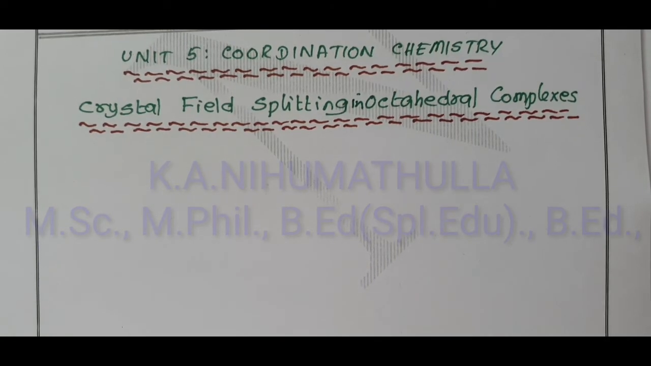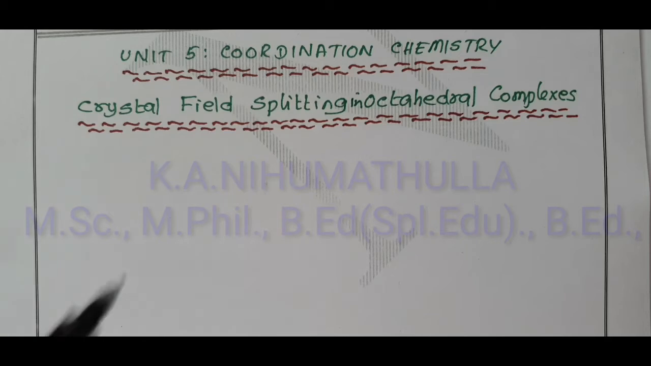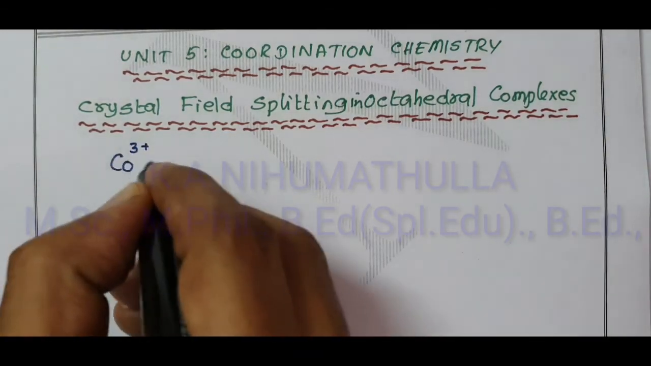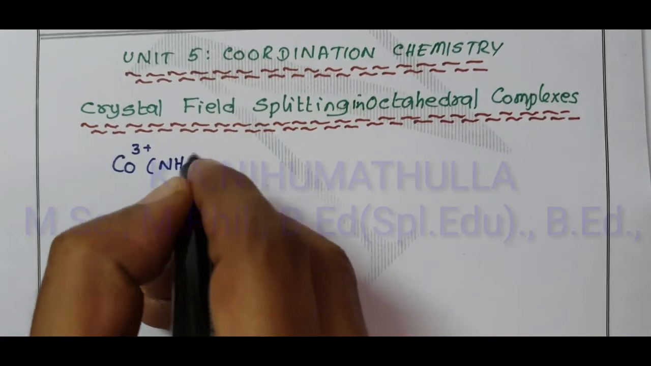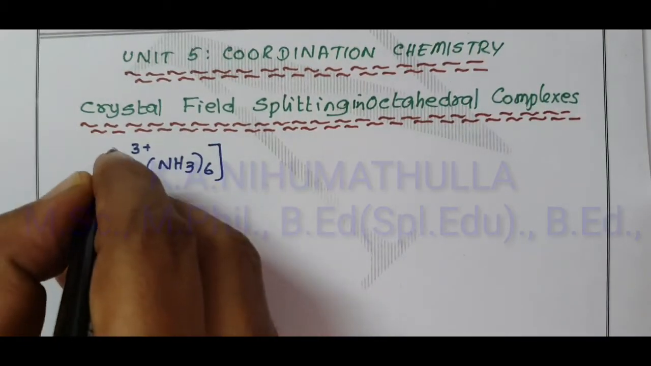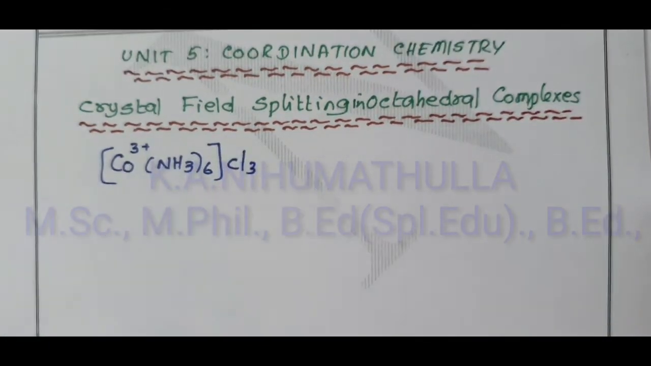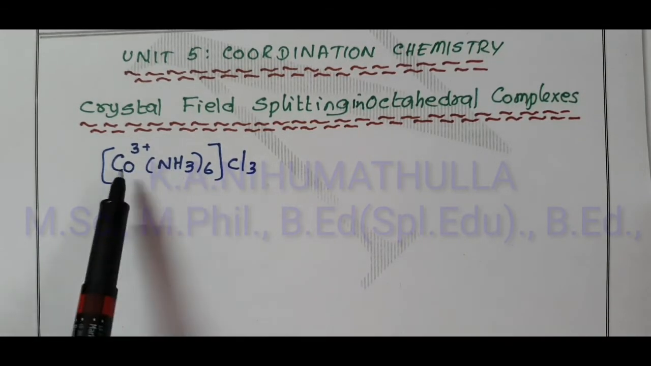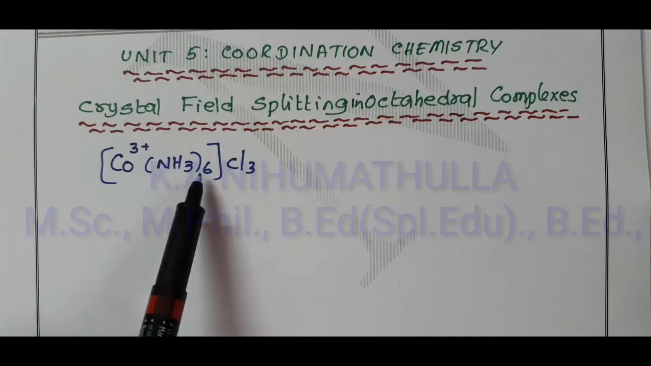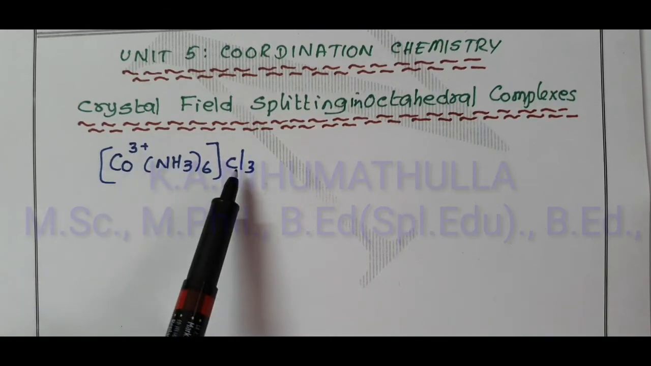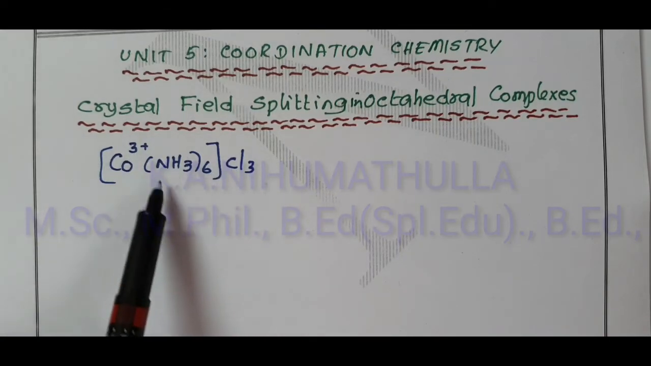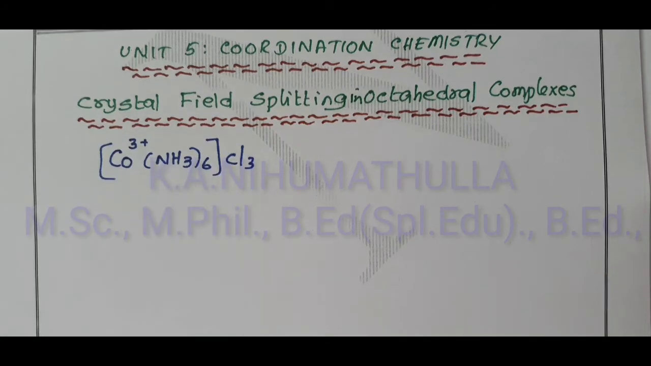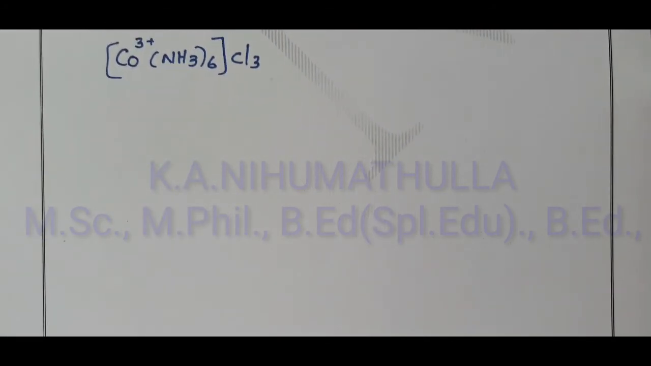Octahedral complexes, you know the examples of Co(NH3)6 Cl3, one of the examples of octahedral complexes. Hexaamminecobalt(III) chloride. How many ligands are approaching the central metal ion? 6 ligands are approaching the central metal ion. Cobalt is the central metal ion.